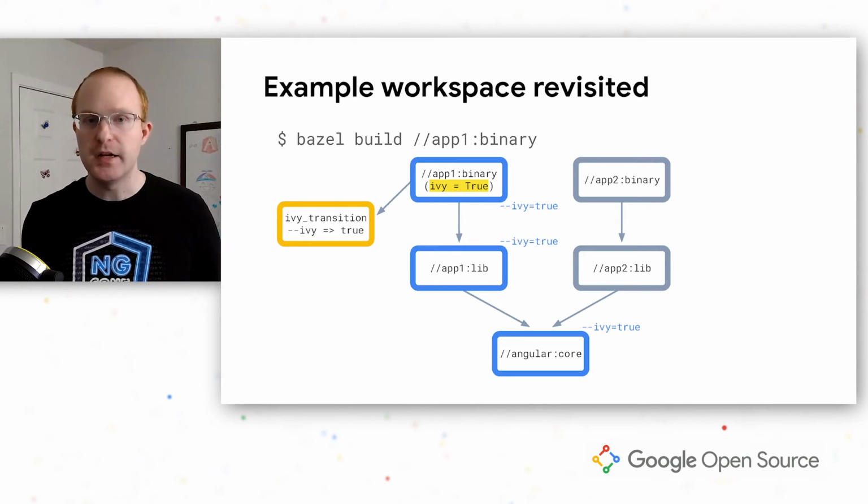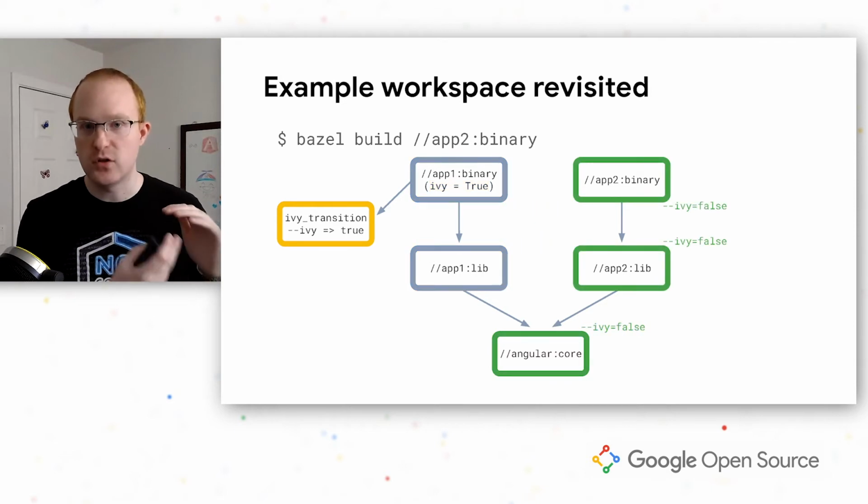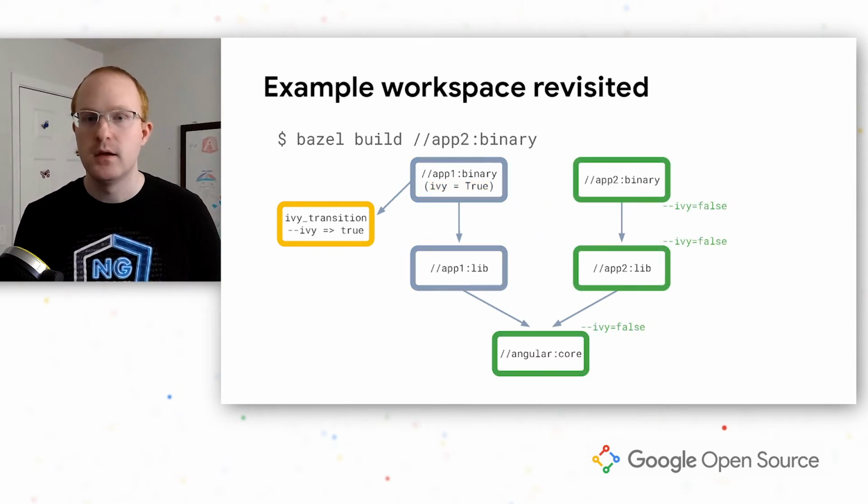When we build app2 binary, on the other hand, it is left alone because it did not set the Ivy attribute. So it does not have a transition, and app2 continues to build using the default value of false passed all the way down to Angular Core and builds correctly without Ivy. With this architecture, we're able to use transitions to isolate these applications from each other, while still using the correct Ivy flag for each application, even for libraries shared between the two.